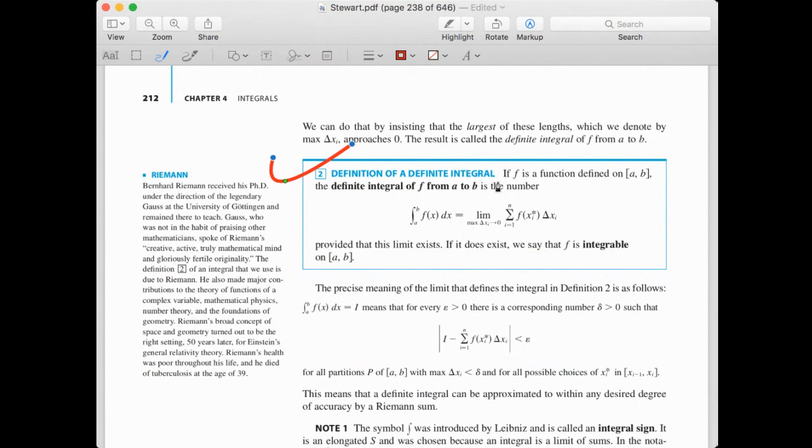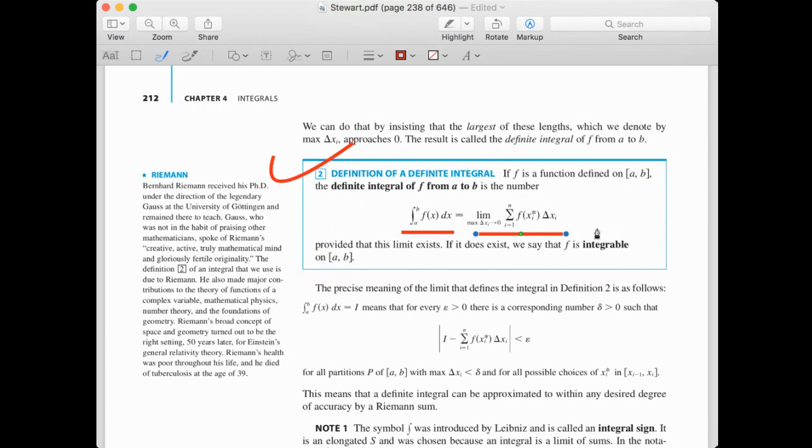All right, so this is a super important idea. This is the definition of a definite integral. If f is a function defined on a closed interval from a to b, a closed interval including a and including b, the definite integral of f from a to b is a number. This is defined as this. What is this?